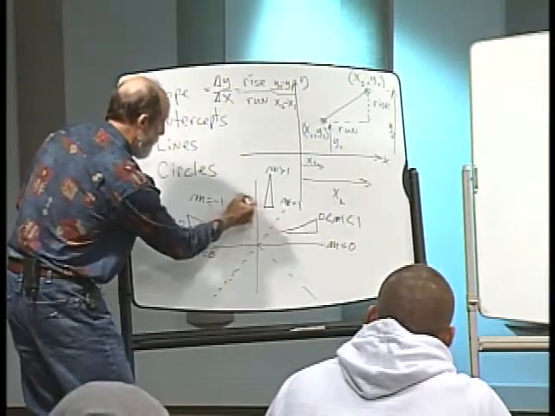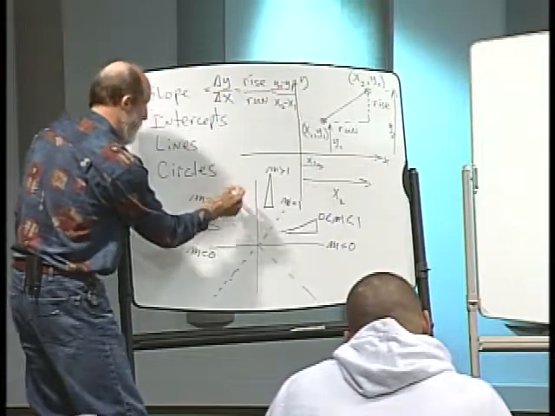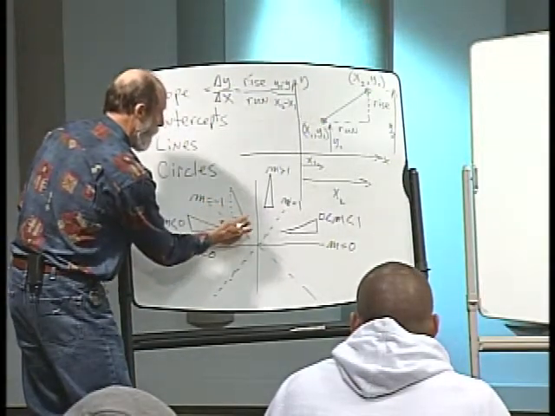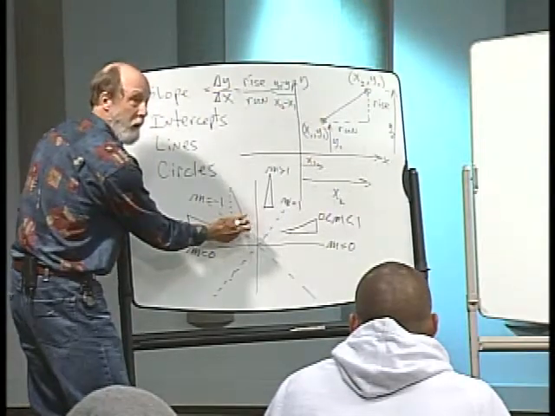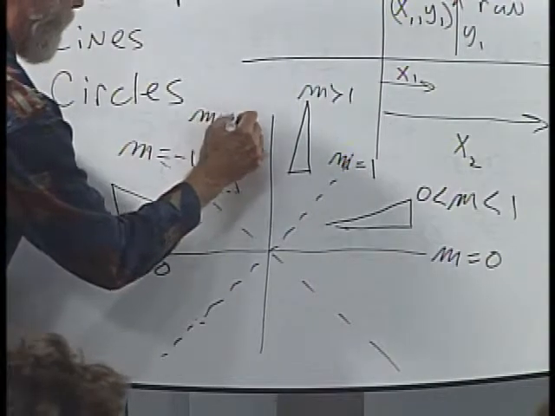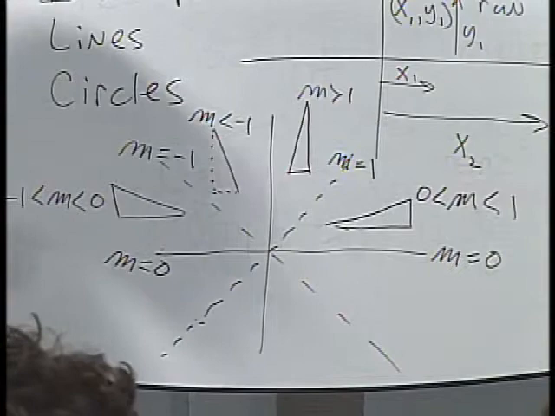In a similar fashion, if the line is steep but falling to the right, you can see the rise here is greater than the run. These slopes are negative. They're more negative than negative 1, aren't they? So the slopes in here are smaller than negative 1. Quick review.